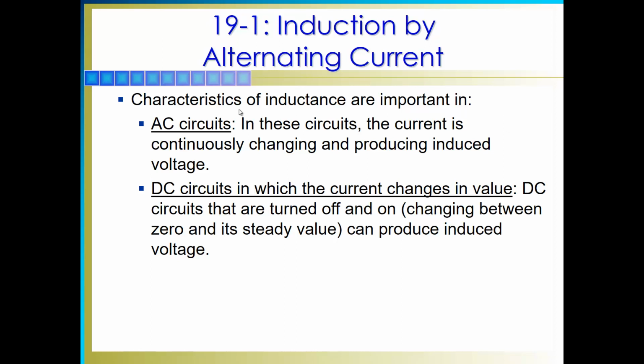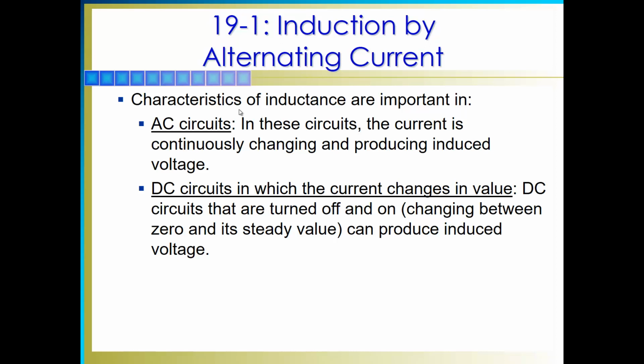Okay, alternating current changes from low to high, then back to zero, then goes to the negative side, and it keeps changing from negative to positive, negative to positive, and it changes values and also changes polarities.